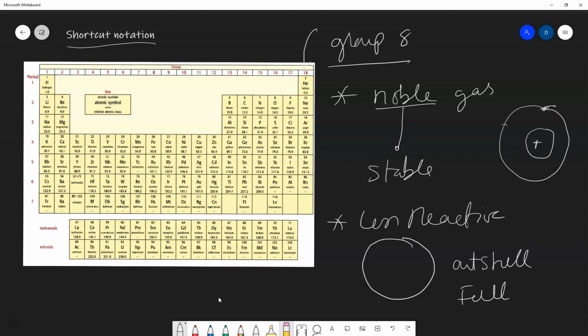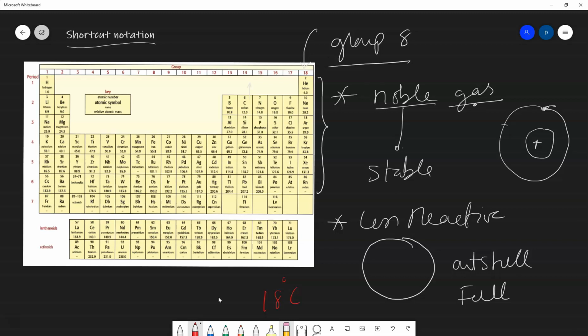Now, they are called gases because at room temperature, all these elements are in the gaseous state. Take carbon, for example. At room temperature, carbon is a solid, charcoal or coal. But at the same room temperature, say 18 degrees centigrade, all these elements are already in the form of a gas. That's why they're called noble gases.